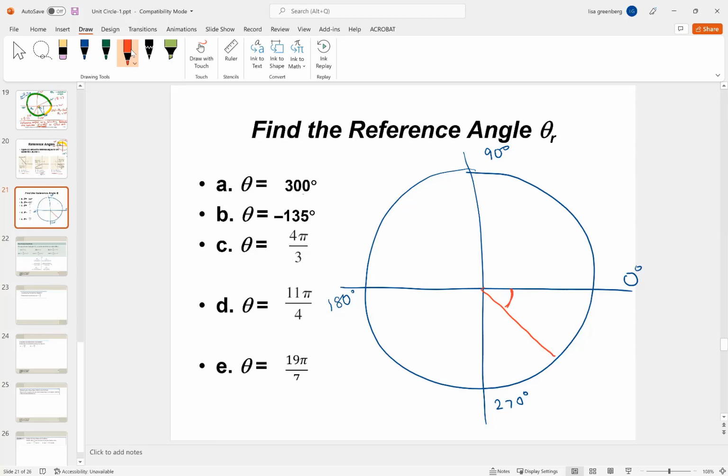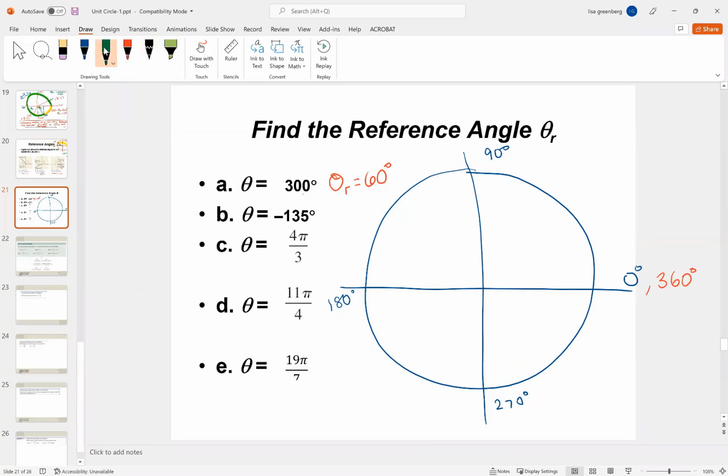And my reference angle always connects my terminal side to my x axis. That is my reference angle. And I know that if I go all the way from here to here, I've gone 300 degrees. I know this is 0, but I also know this is the same as 360 because it's a coterminal angle. So what can I say here my reference angle is? 60 degrees, exactly. And I'm just going to write here, theta sub r equals 60 degrees because 300 plus 60 gets me all the way back to 360. So that took care of that one.